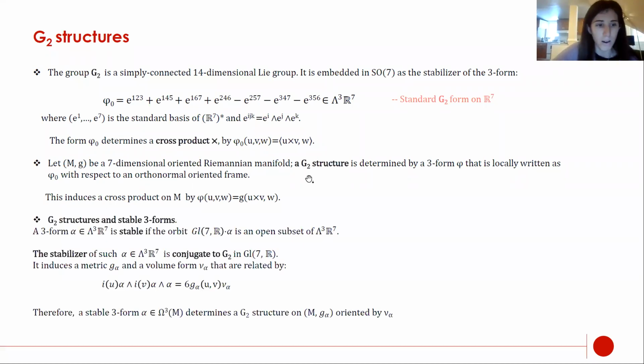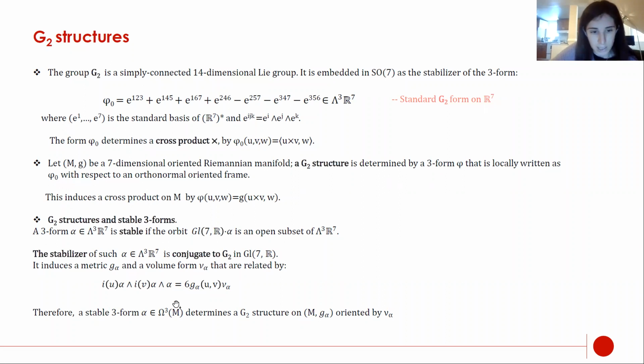Also, one can view a G2 structure from the perspective of stable three-forms. We say that a three-form alpha on R^7 is stable if the orbit of alpha under the action of linear isomorphisms of R^7 is an open subset of the three-forms. Well, it turns out that the stabilizer of such a stable three-form is conjugate to G2, and one can also find a metric and a volume form using the stable form.